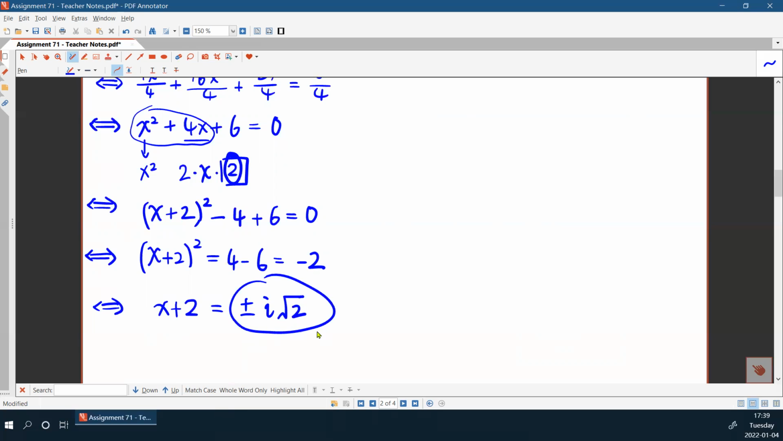Again, if you're not sure about the result here, you can just square both sides, right? If you square both sides, this is (x + 2) squared, and the right side is i squared times 2, which is -2, right? So that means your result here is correct. And therefore, the final solution is x equals -2, then positive or negative i times the square root of 2.